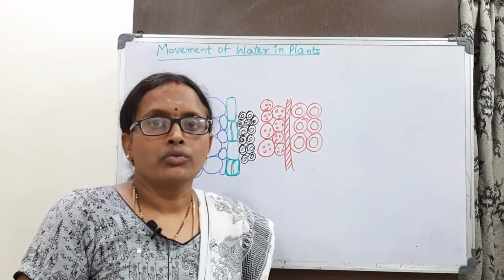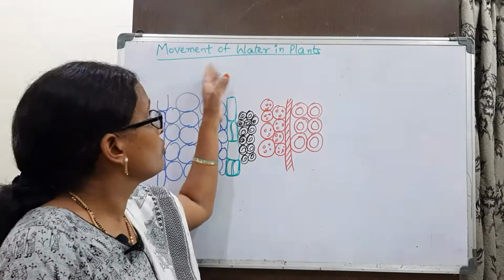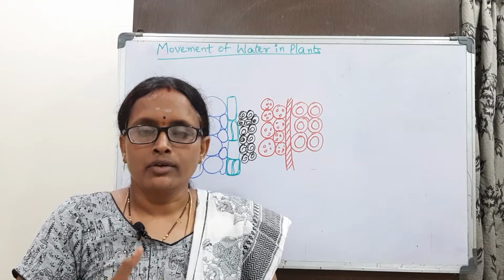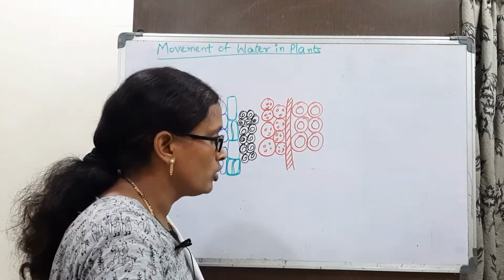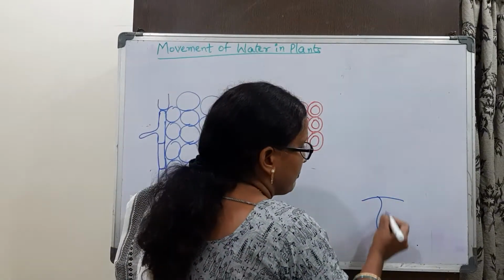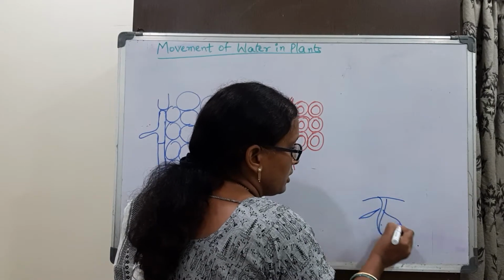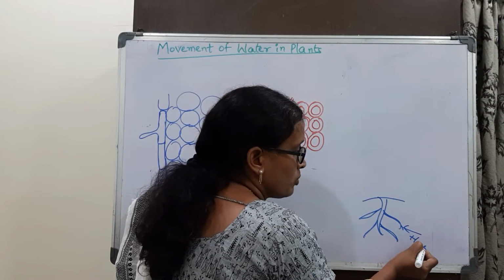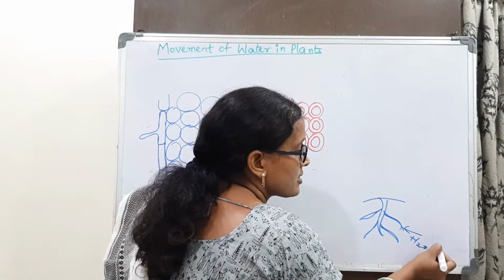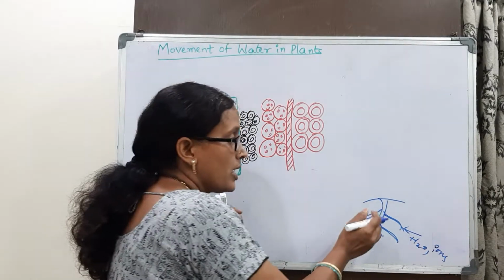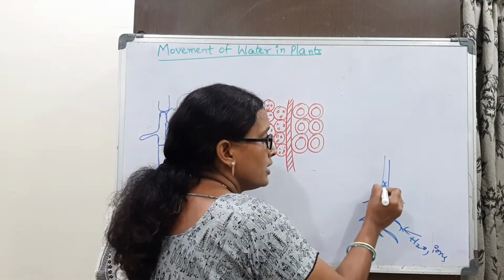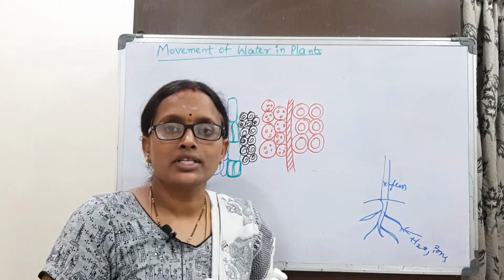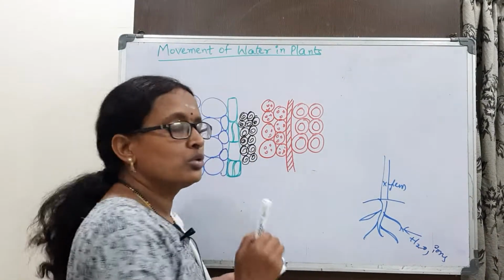In this video, we are going to talk about movement of water in the plants. We know that the roots absorb the water. Roots have root hairs. Water and ions are absorbed by the roots and sent into the xylem. How this transportation takes place in the plants, we are going to discuss in this video.